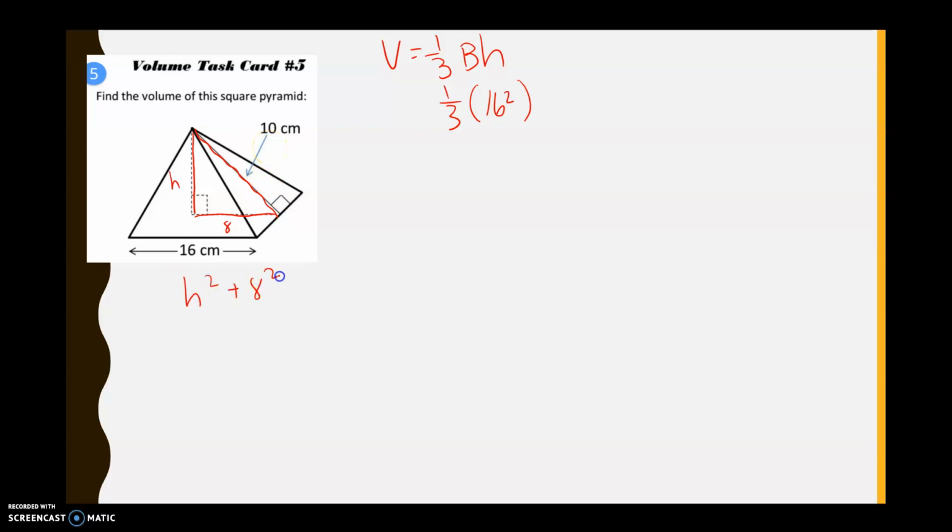H squared plus 8 squared is equal to 10 squared, and once you solve this, you get h is equal to 6, or if you just saw it was a 6, 8, 10 triangle. So your height here is 6. I'm going to take 1/3 of 6, which is 2, and 16 squared is 256. So 2 times 256 gives us 512.